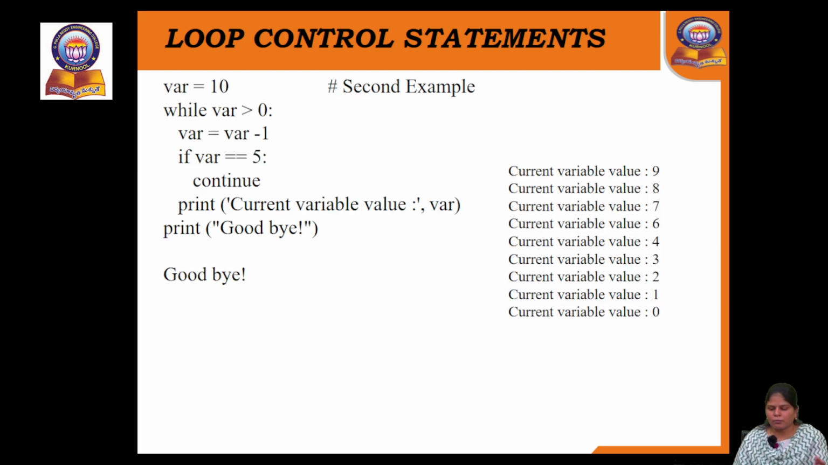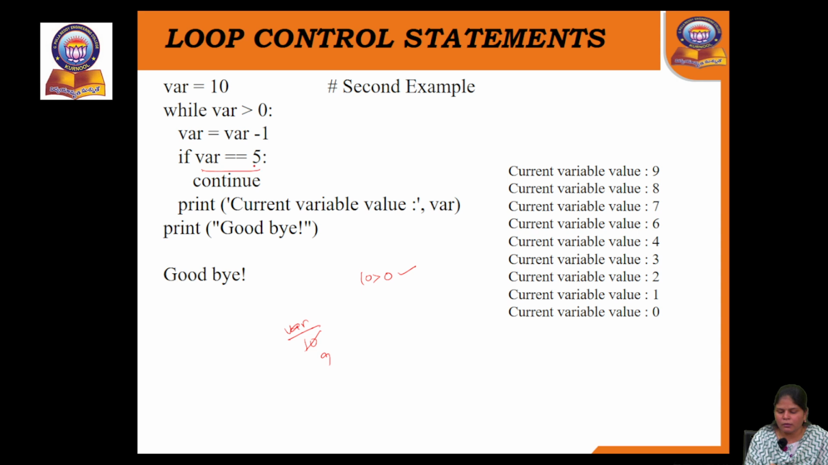So the same program using the while. So continue using while, how can we do it? I have taken a variable with value 10. It will check 10 greater than 0, the condition is true. So that's why it enters. Now the variable will become 9. The variable was first 10, now it becomes 9.